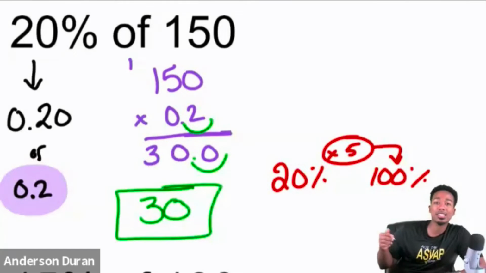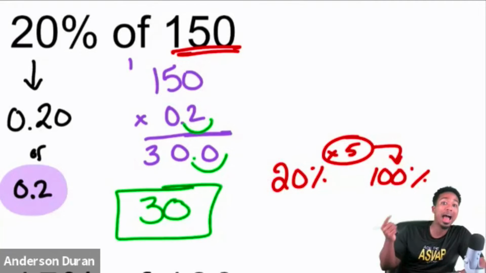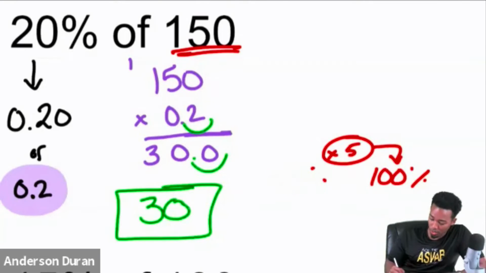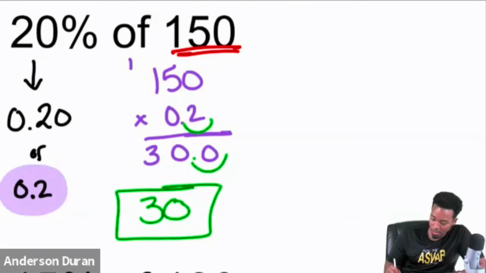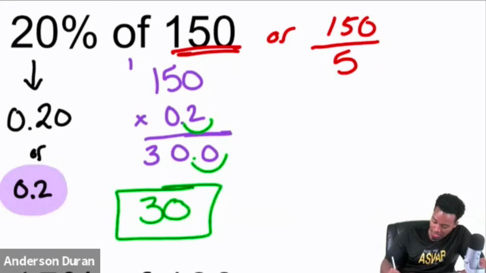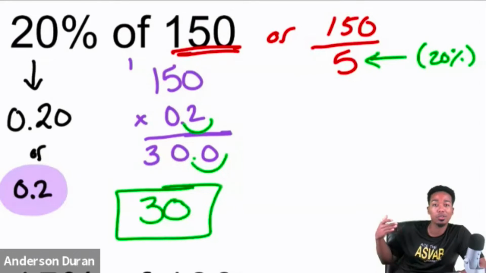Well, that means that to go from 100%, which is, again, the original number, back to that 20%, we're dividing by 5. And so that's what's happening here. And so now what we're going to do, to make life easy, is just say, hey, what's 150 divided by 5? Because again, this is 20%. That's what 20% is. It's just dividing by 5.